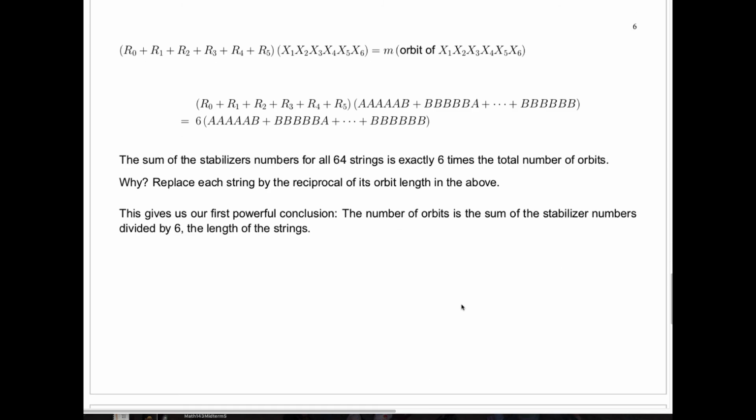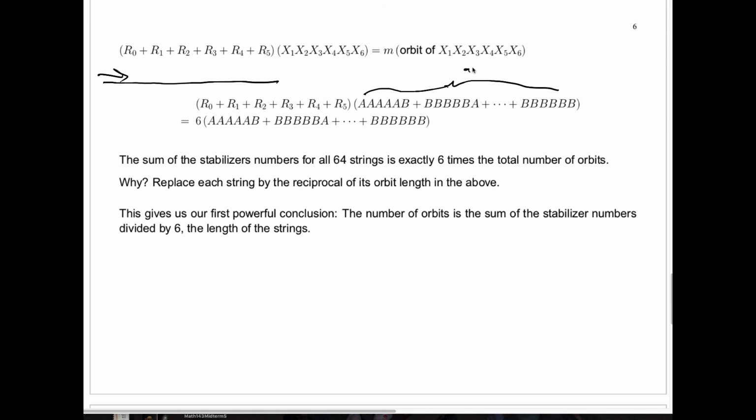What are the consequences of that? Well, this is what we just wrote before. When we apply all these rotations to a particular string, we get the stabilizer number for the string times the entire orbit. Here's a separate identity, separate from the previous one, which we're going to combine with the previous one in just a minute. This separate identity says if I apply all of the different rotations to all 64 strings, I'm listing one string, another string, all of them.